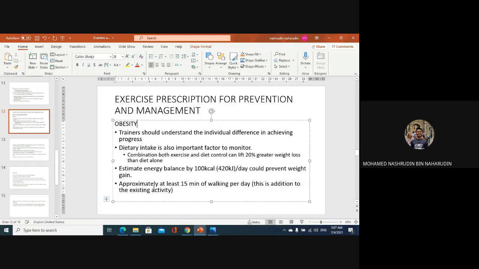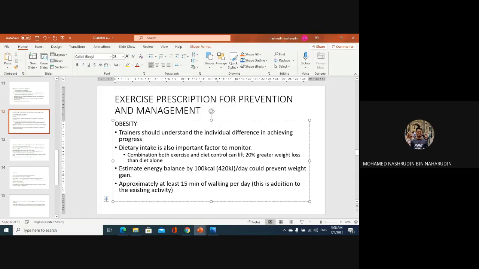Apart from that, approximately at least 15 minutes of walking per day is required for you to maintain your weight as well. Make sure you walk at least 15 minutes. This is additional to your existing activity. You must walk 15 minutes every day in order for you to maintain that particular weight.